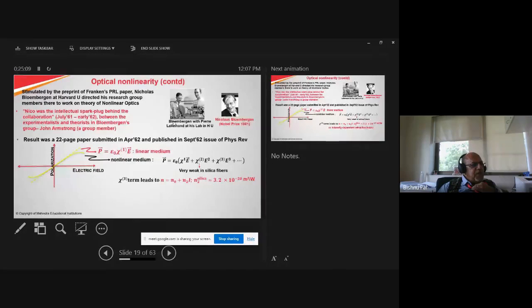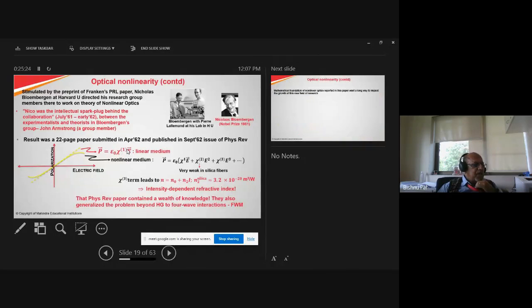However, if you consider the propagation of this high intensity light through an optical fiber, which would be of the order of a few kilometers, the effect could be substantial. So it is an intensity dependent refractive index which arose out of this theory.